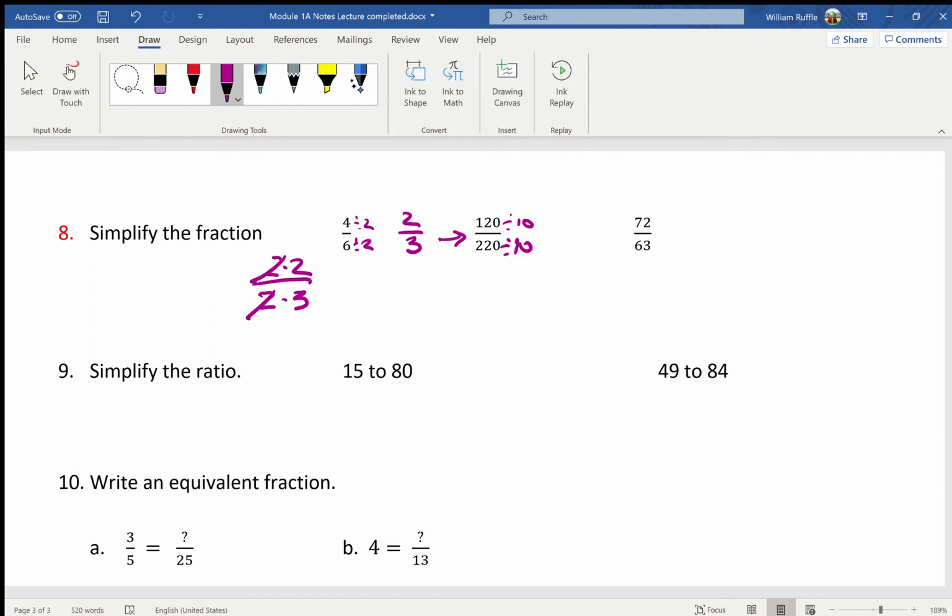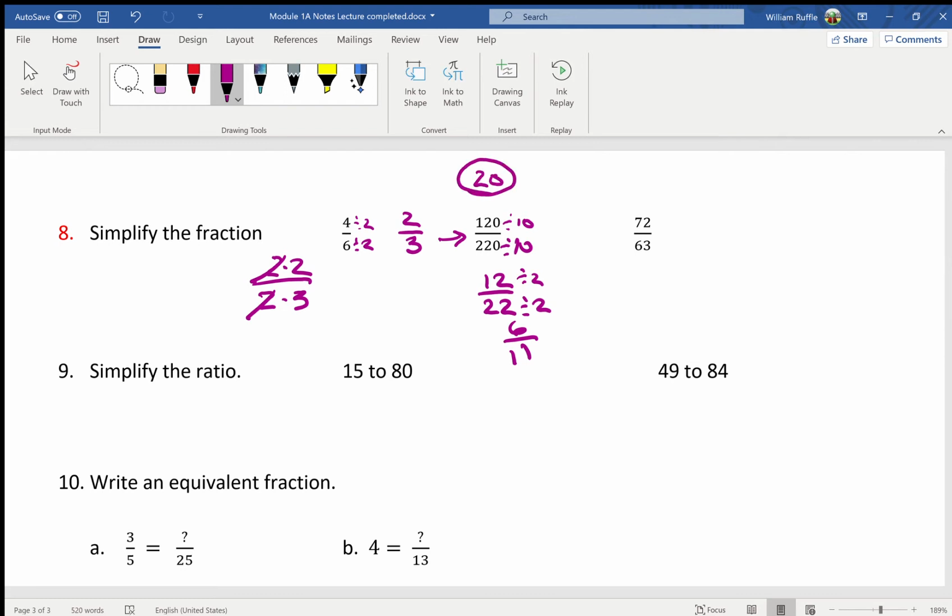120 divided by 10 is 12. 220 divided by 10 is 22. Now I know they're both divisible by 2 because they're even, aren't they? So I can divide each by 2, and then I get 6 over 11. Now what I really should have seen is that the common factor is 20, isn't it?